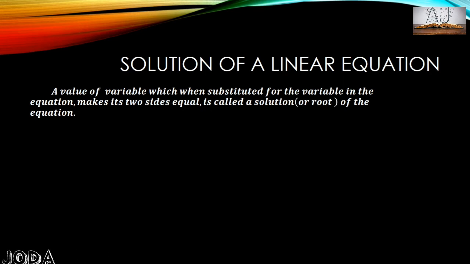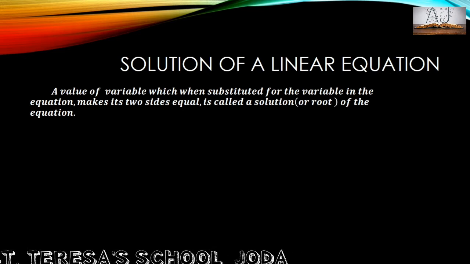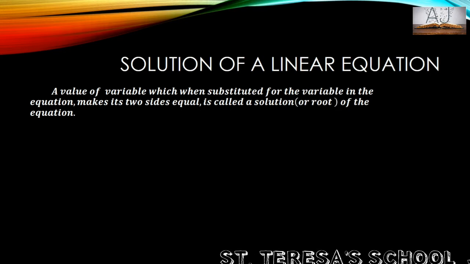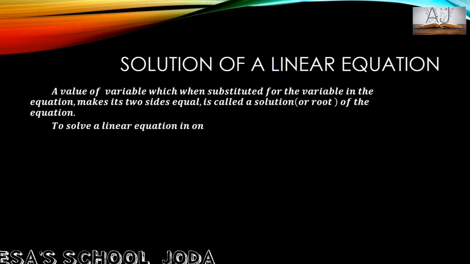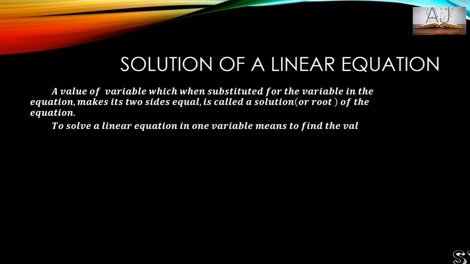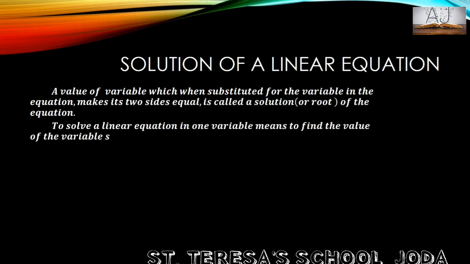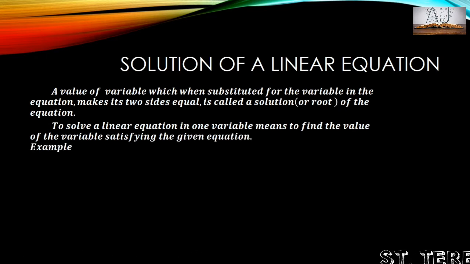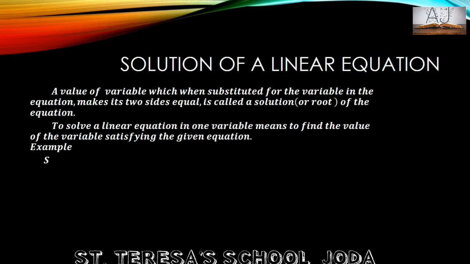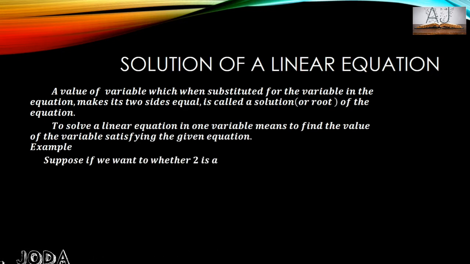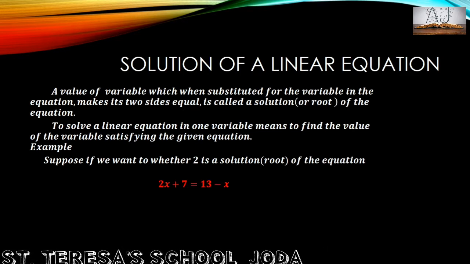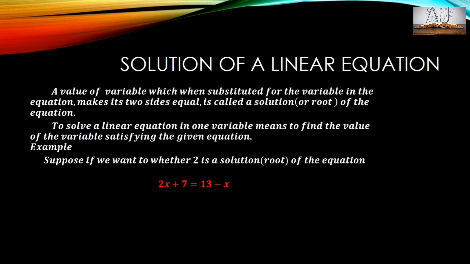Two sides equal means left hand side should be equal to right hand side after putting the value. The value of the variable which we have got, if you put it in the left hand side in place of variable and right hand side. To solve a linear equation in one variable means we have to find the value of the variable and we have to find such value which satisfies the given equation. Okay, satisfies the given equation means, suppose if you want to know whether 2 is the solution, also called root, of the equation 2x plus 7 equal to 13 minus x.